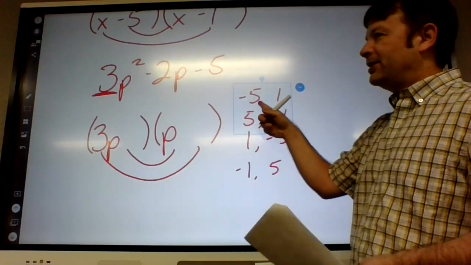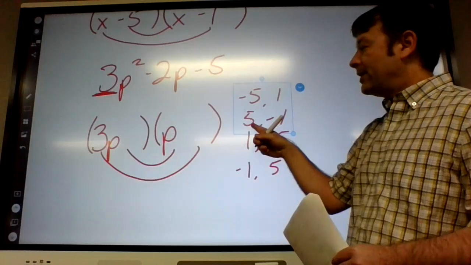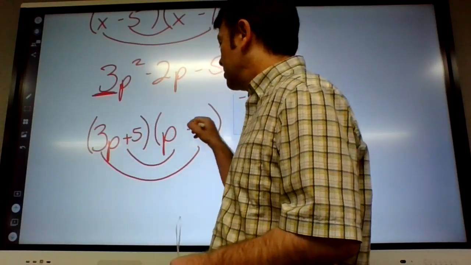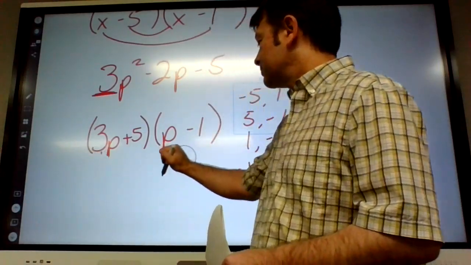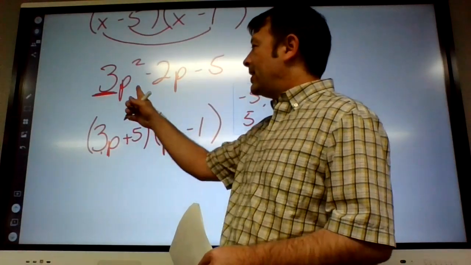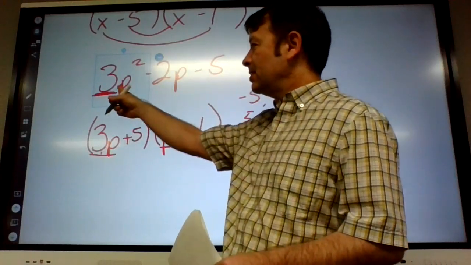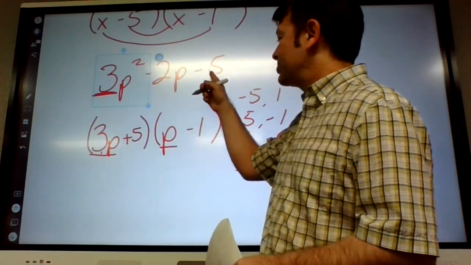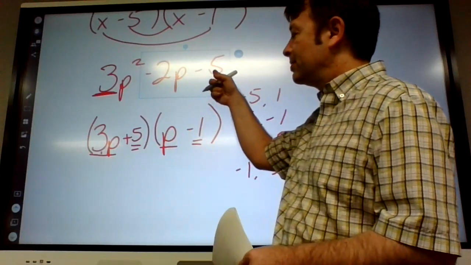So if you guess it right the first time, that makes it easy. Let me plug in the wrong one first. Let's go with 5 and minus 1. How do I check and see if this is right? You foil. Now, we don't have to do the whole foil. We picked these two so that the first is right, this times this equals that. We picked these two so that the last would be right.